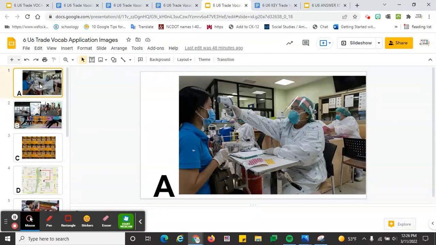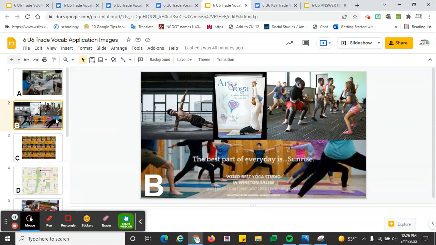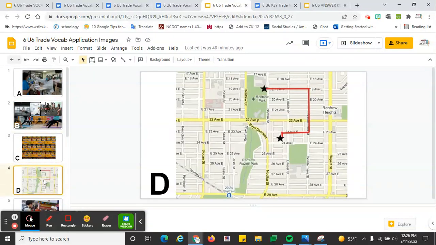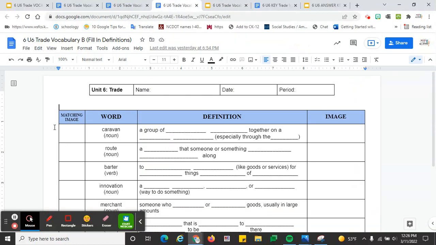And what they do is they look at image A and they decide which vocabulary word this image in today's time is representing. Same for B, same for C, and so on. And they'll use the images just once. They put that letter down here under the matching image.